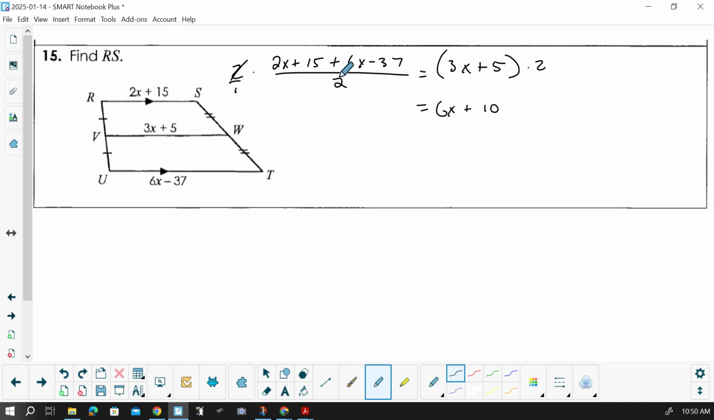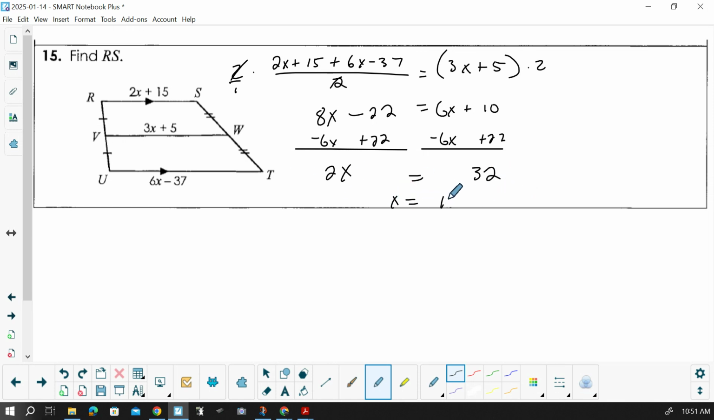Over here, the 2's cancel, so they're gone, but I will combine my like terms on the top. The 2x and the 6x is just like saying 8x. The positive 15 and the negative 37, negative 22. Okay, I'm going to subtract my 6x, add that 22. It should work out pretty good. 8 minus 6 is 2x. That's 0. That's 0. 10 plus 22 is 32. Divide by 2, x is 16.